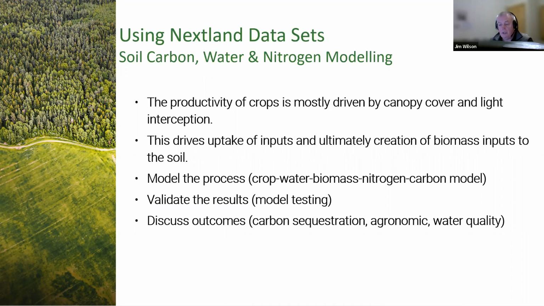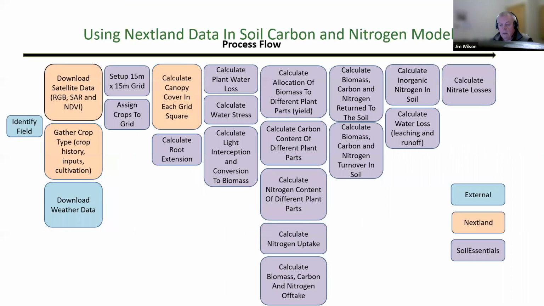So the process that this takes place is moving from left to right. We have a series of process steps here, where we first have to identify the field, get the weather data, assign the crops to the field, and so on. And then we run the actual carbon model, spatial carbon model.